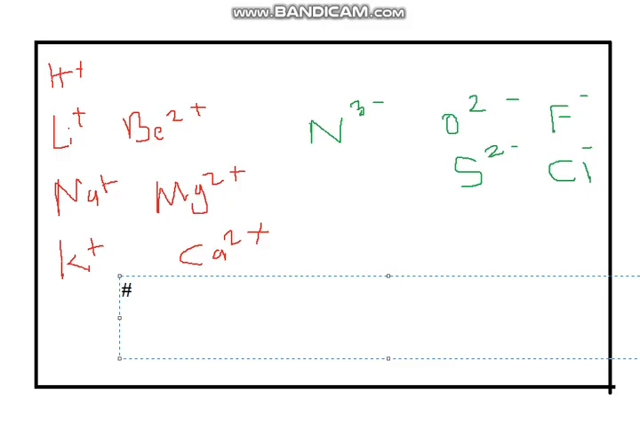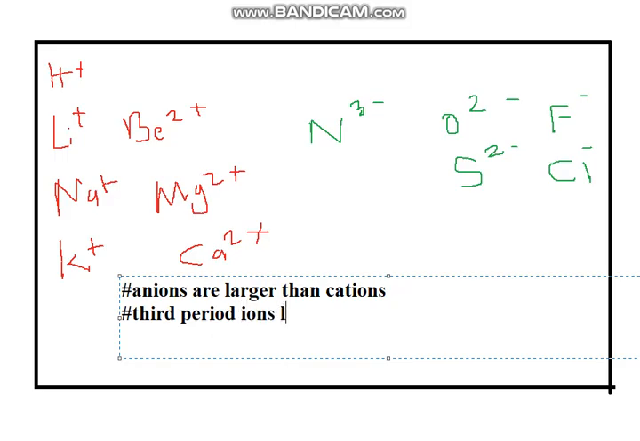out of the ions given to compare, always remember that anions are larger than cations. Okay, anions are larger than cations. So that's the first fact you have to remember. And among the cations or anions, you have to remember third period ions are always larger than second period ions.